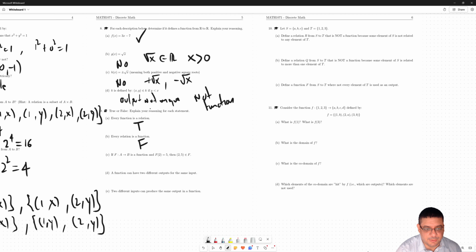If f from A to B is a function and f of 2 is 5, then (2, 5) belongs to f. Yes, this is by definition. What is (2, 5) belonging to the relationship? 2 is the input, 5 is the output.